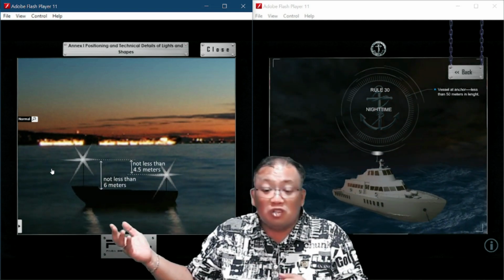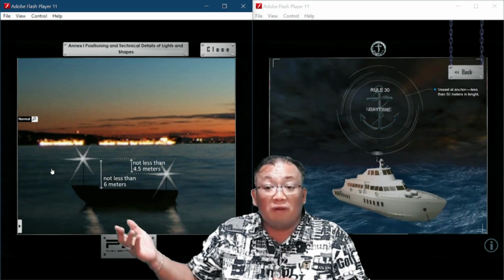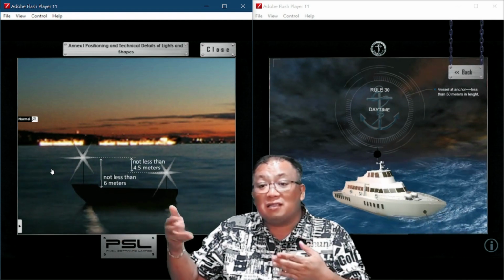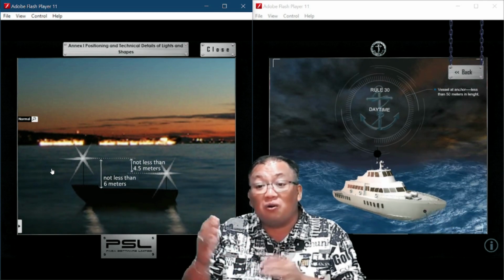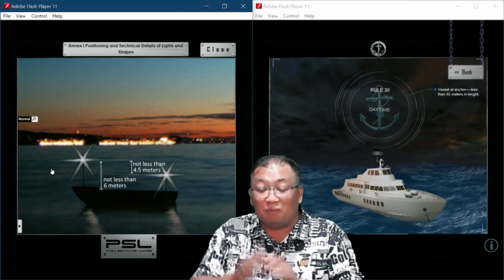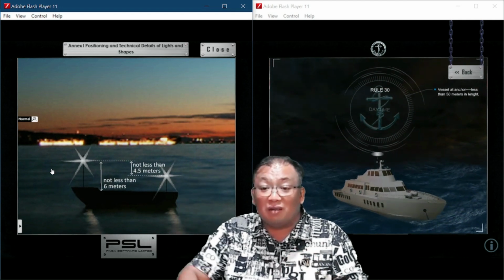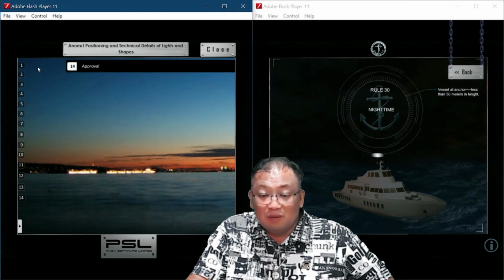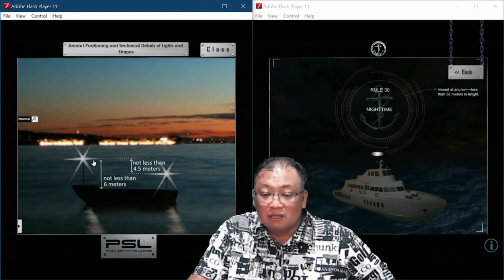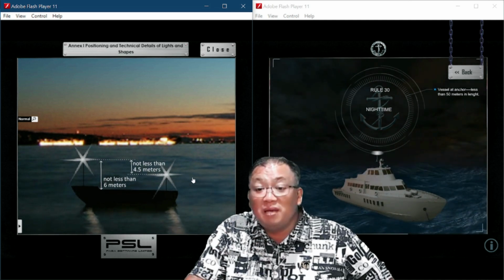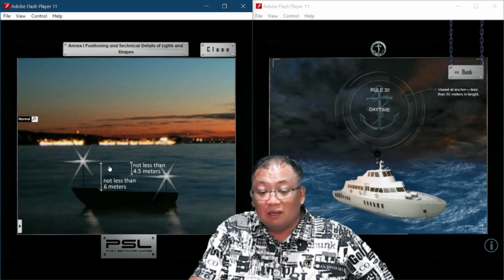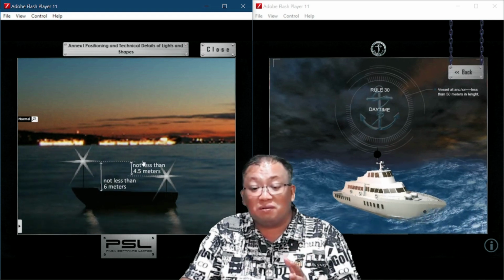The right side animations will tell you about the anchor vessel. If your anchor light is higher than the stern light, for vessels of 50 meters or more, that distance, let me show you, enlarged, from here to here must be at least 4.5 meters. But it says that the height should not be less than 6 meters.